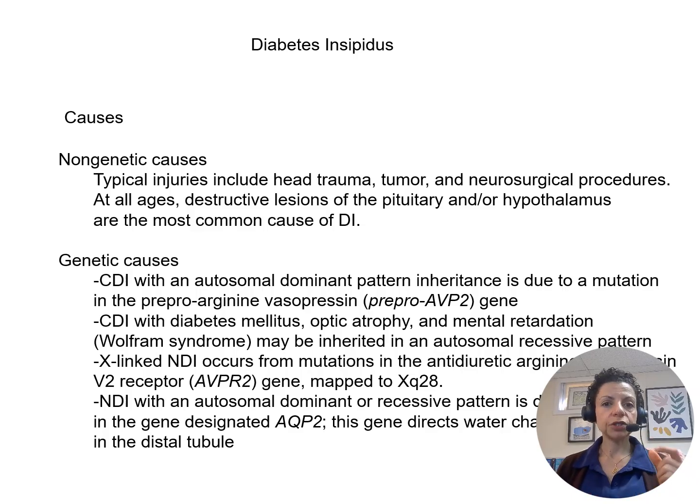Less common are genetic causes. We have genetic causes of central DI, and we have genetic causes of nephrogenic DI. There are autosomal dominant patterns. There's an autosomal dominant central DI.